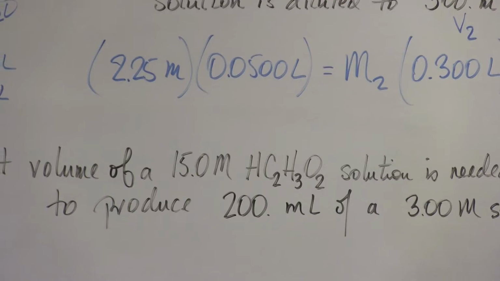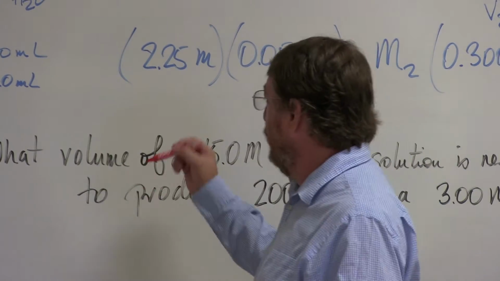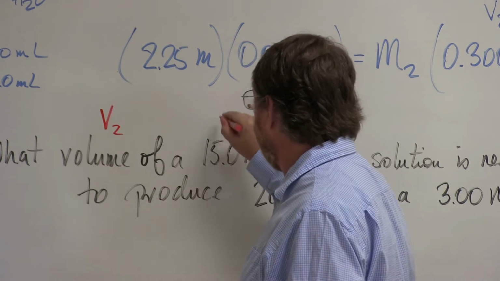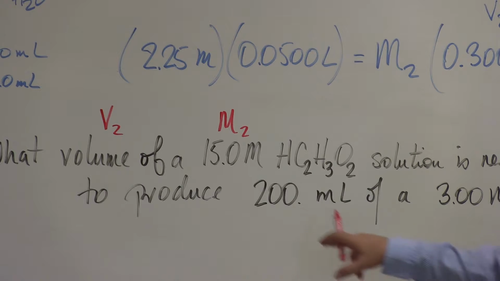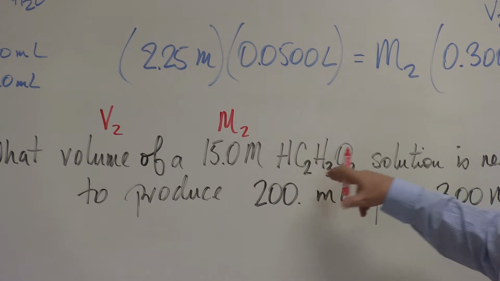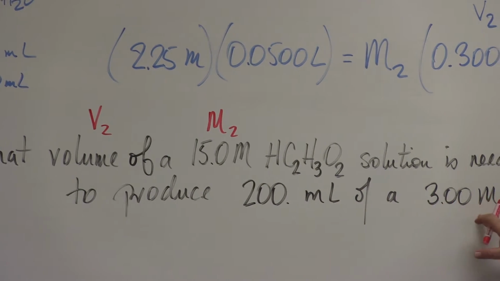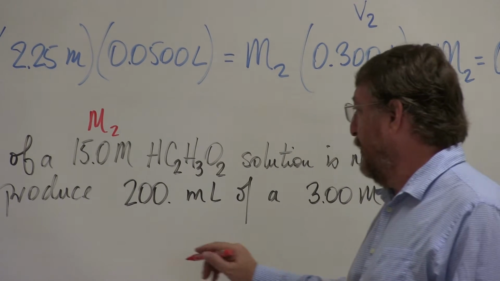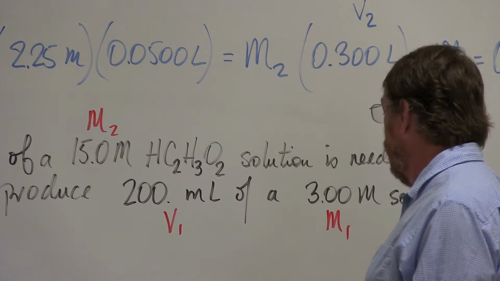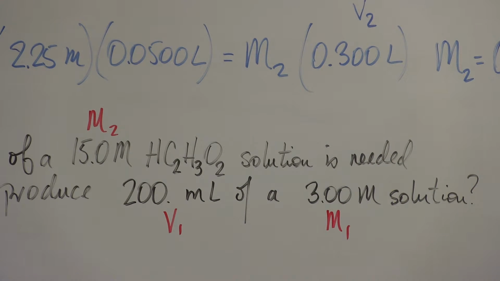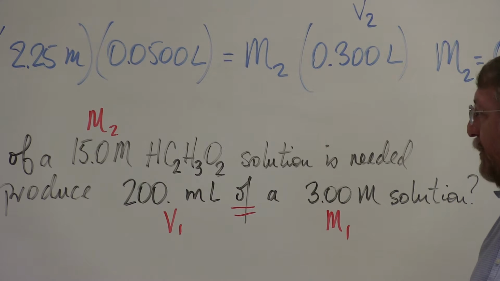All right, here's another one. We're going to calculate volume. What volume of a 15 molar acetic acid solution is needed to produce 200 milliliters of a 3 molar solution? So the 3 molar and 200 milliliters are M2 and V2. I can go ahead and notice them, even before I read the whole thing. So the 15 molar is going to be M1, and the volume we want is V1. It doesn't really matter which is 1 and 2, as long as they're connected. That "of" is very important.